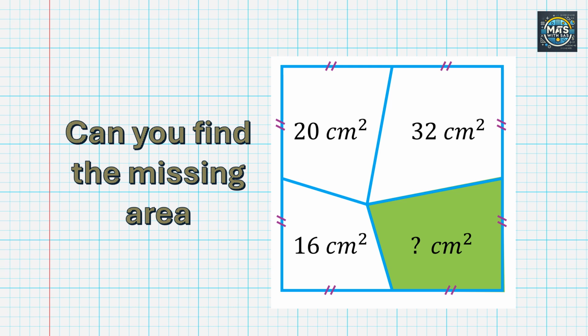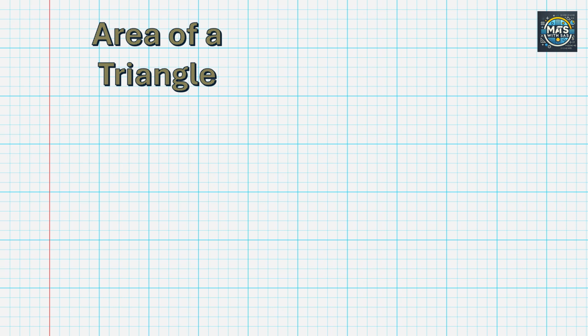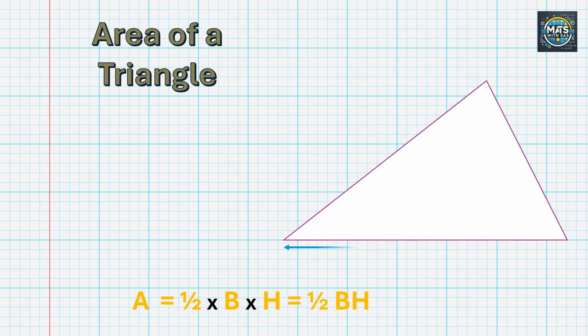Let's dive in. Before we dive into solving, let's quickly recall the formula for the area of a triangle. Area equals half of base times height. The base is any one side of the triangle. The height is the perpendicular distance from the base to the opposite vertex. This formula is key to solving the problem, so keep it in mind as we move forward.